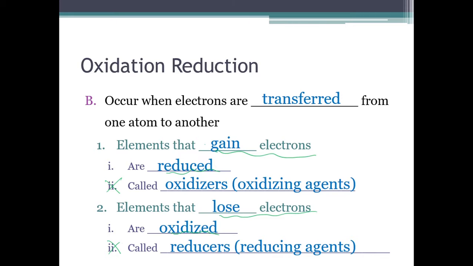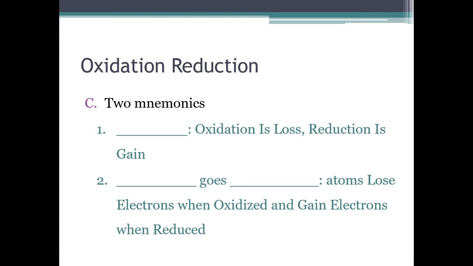Let me help you remember that. There are two mnemonics for you. You can take your pick, choose your favorite. The first one is OIL RIG, meaning that oxidation is loss, reduction is gain. And these are talking about electrons. So that's one. That's my personal favorite. Short, sweet, and to the point. Oxidation is loss, reduction is gain.